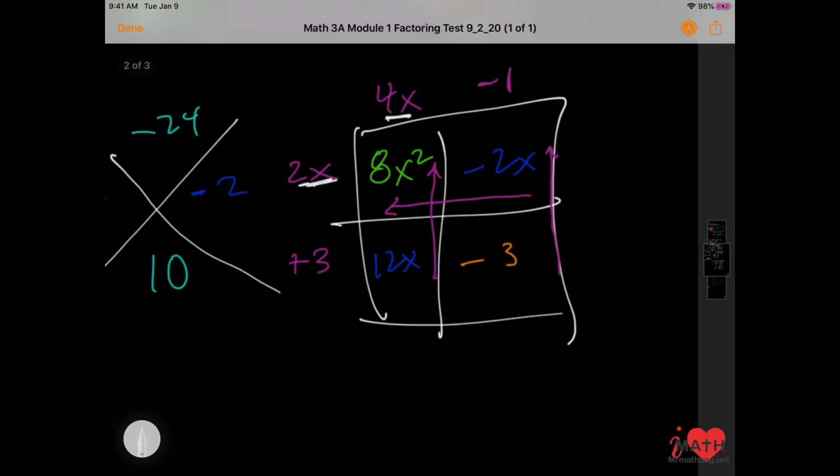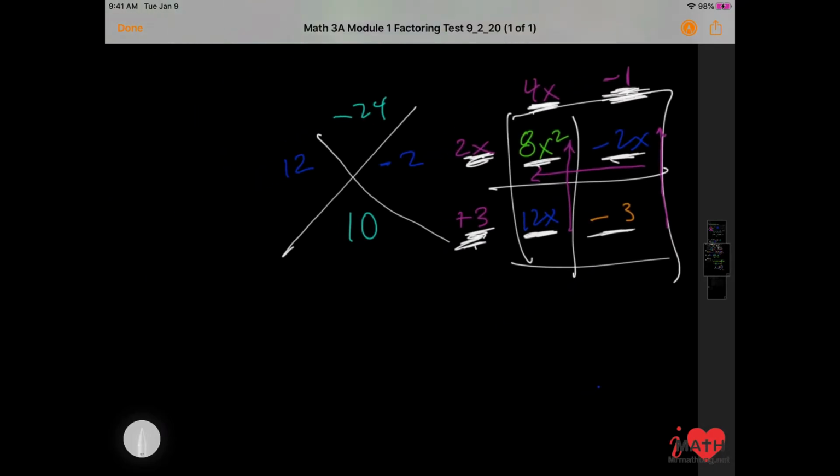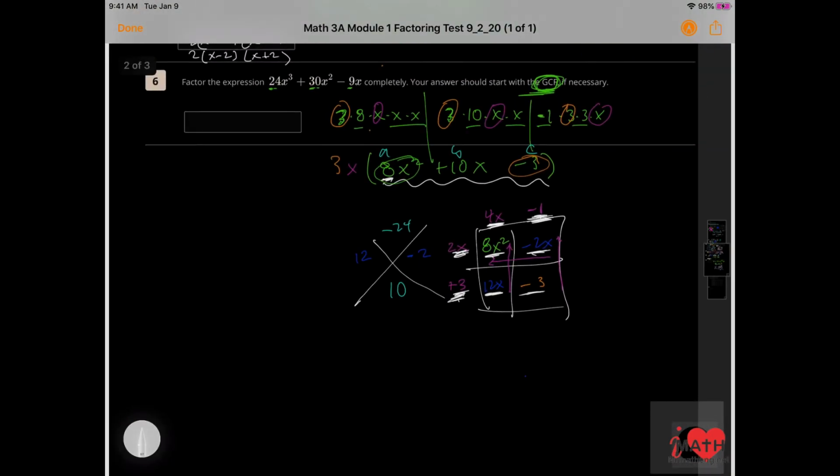4x times 2x gives me 8x squared. 2x times -1 equals -2x. 4x times 3 gives me a 12x. And +3 times a -1 equals -3. So that does work. So my answer would be 4x minus 1 and 2x plus 3.